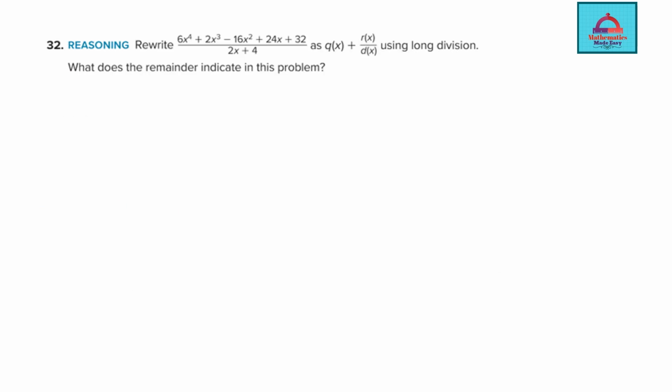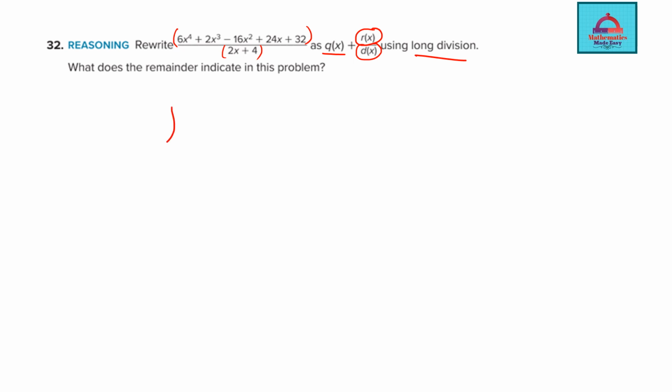Let's solve question 32 now. We are going to use the long division method for this question. As you see, you are given the polynomial that you need to divide, and you are going to divide it with this divisor. You need to find the quotient q(x), the remainder r(x), and the dividend d(x). Let's solve using the long division method.